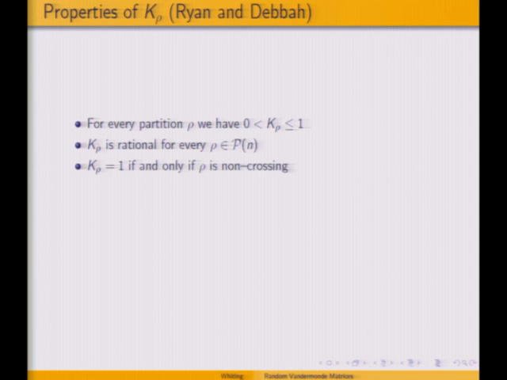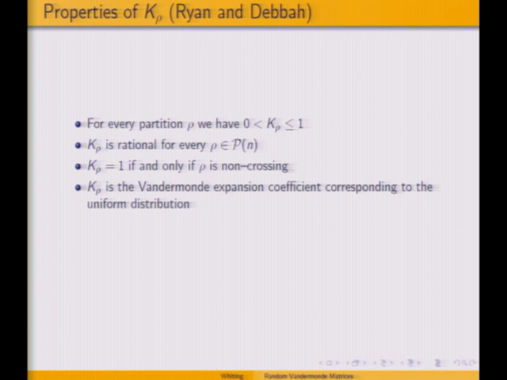So Ryan and Deborah went on and showed these various properties, which we more or less discussed now. So the cumulants are between 0 and 1, k rho is rational, and k rho equals 1 if non-crossing. Okay, so on we go.